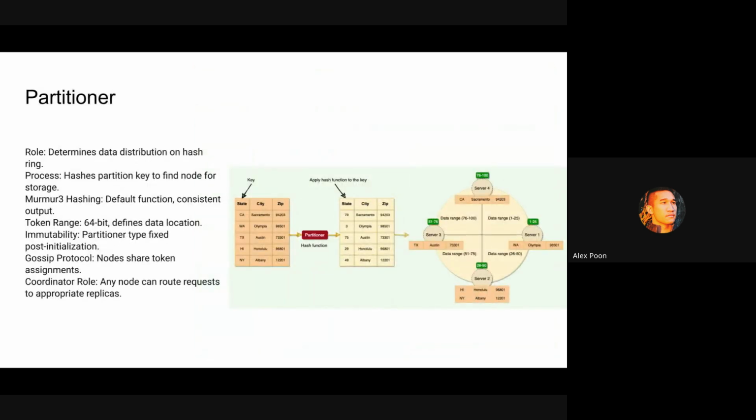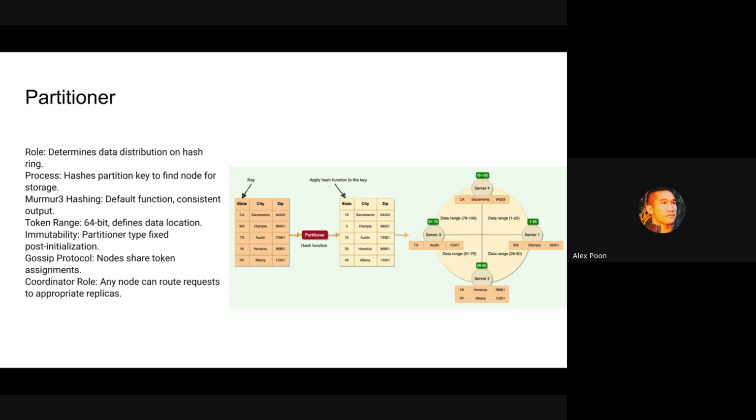Partitioner. Partitioner is the component responsible for determining how data is distributed on a consistent hash ring. When Cassandra inserts some data into a cluster, the partitioner performs the first step, which is to apply a hashing algorithm to the partition key. The output of this hashing algorithm determines which range the data lies in, and hence on which node the data will be stored.